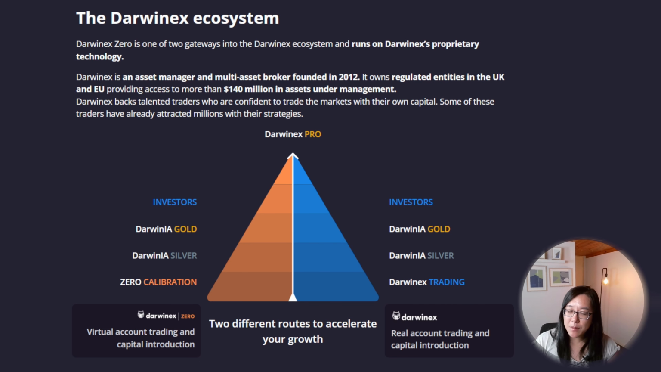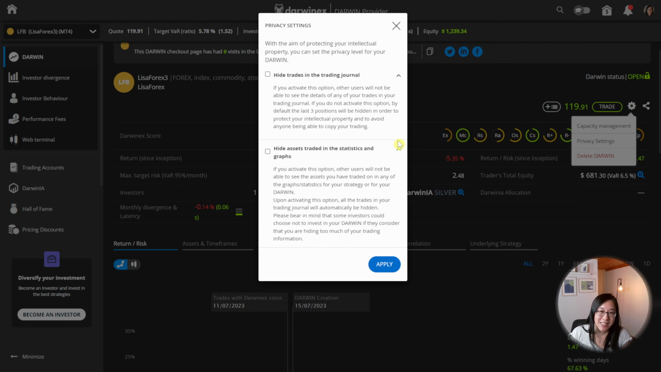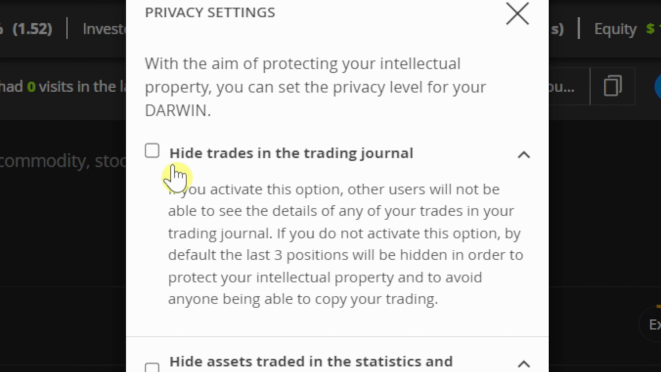As a trader myself, I have accounts in both Darwinex Classic and Darwinex Zero. This is one of my Darwinex Classic accounts, and on the top right here, I'm going to go to the settings icon and privacy settings. And you can see there are only two options here. The first one is hide trades in the trading journal, and I currently don't have this one selected.